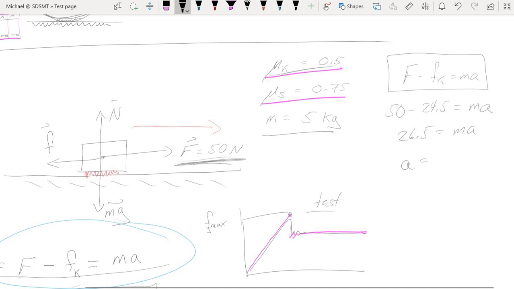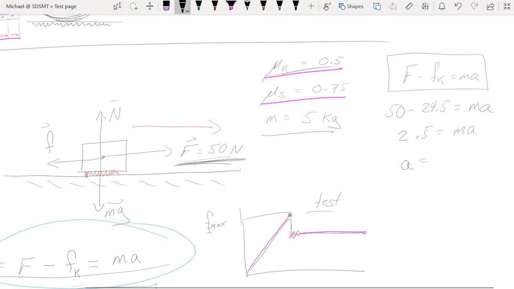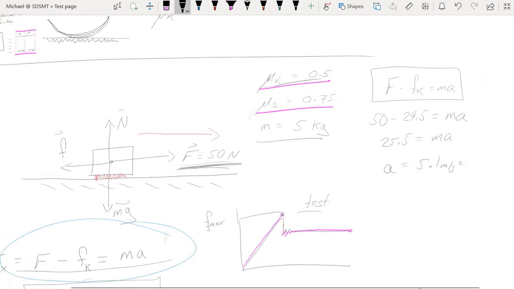Oops, one second here. Got to reload my calculator app. I'm sorry, that's not 26, that's 25.5. That's bad arithmetic on my part, sorry. 25.5, and then we divide that by the mass of our block, 5.1 meters per second squared.